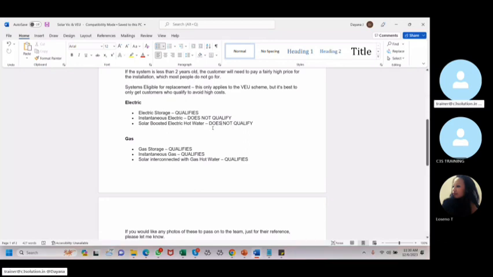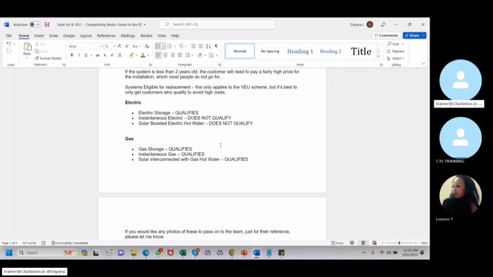Why? Because the first point itself says that if you have an electric storage, an electric hot water system, it should be standalone. It shouldn't be interconnected with any other thing. Yeah, we understand that. If the customer says I am using an electric hot water system, make sure that it isn't interconnected with solar.